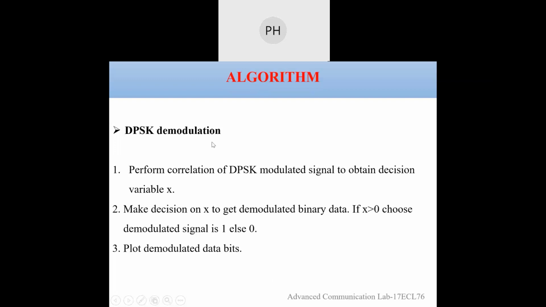In the demodulation process, perform the correlation of the DPSK modulated signal in order to obtain the decision variable x. Make a decision on the variable x to get the demodulated binary data. If x is greater than 0, then the demodulated signal is represented by 1. Otherwise, it is represented by 0. Plot the demodulated data bits.